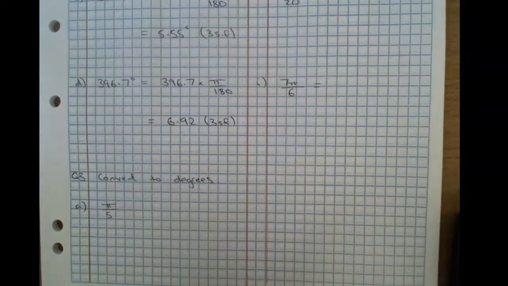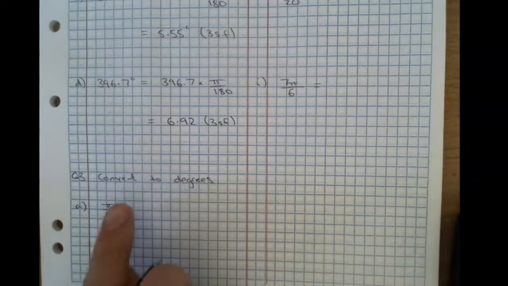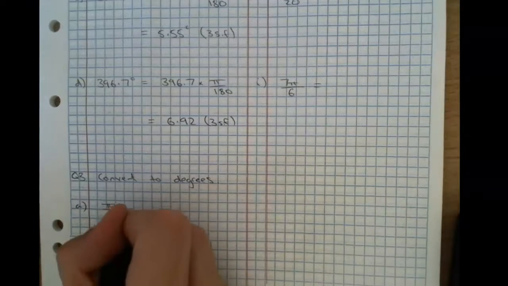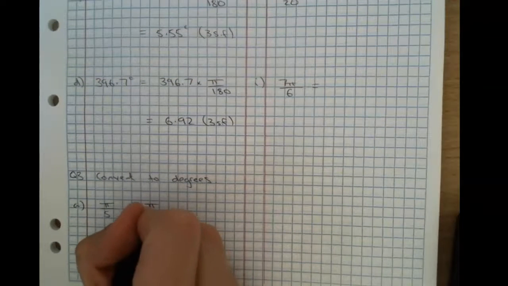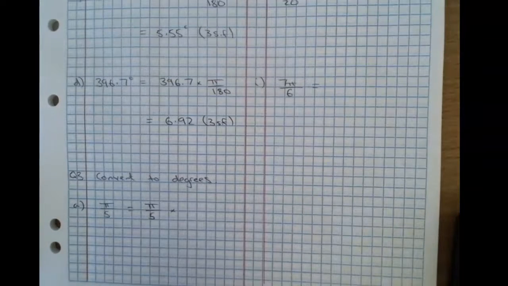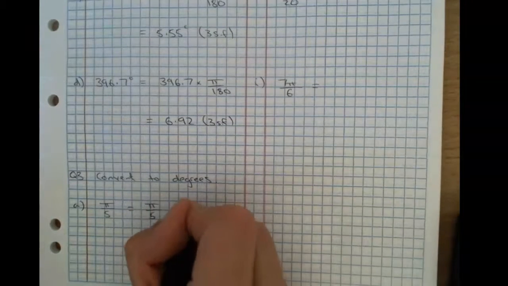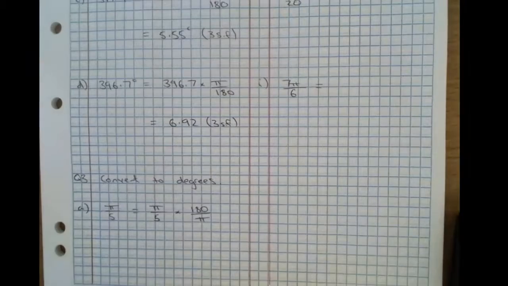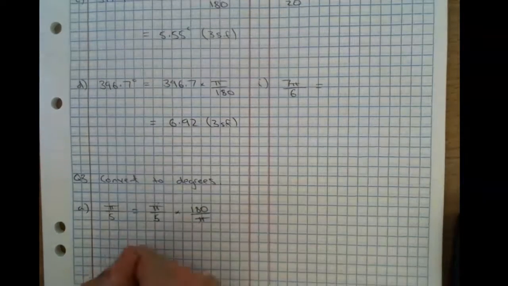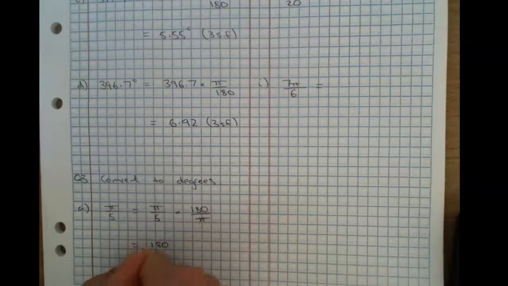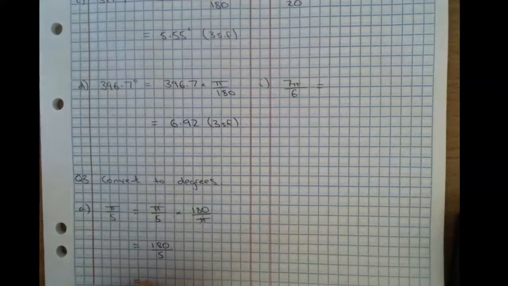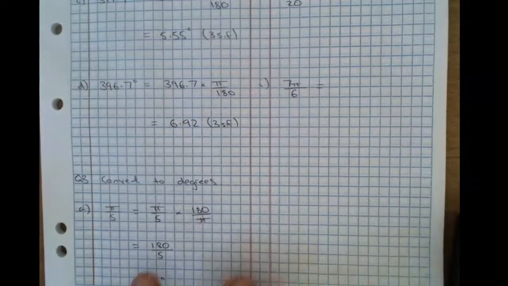Question 3, we need to convert these to degrees. So if I need to convert pi over 5 to degrees from radians, it's going to be pi over 5 times 180 over pi. What you'll see is those values will cancel. So we're left with 180 over 5, and 180 over 5 is 36 degrees.